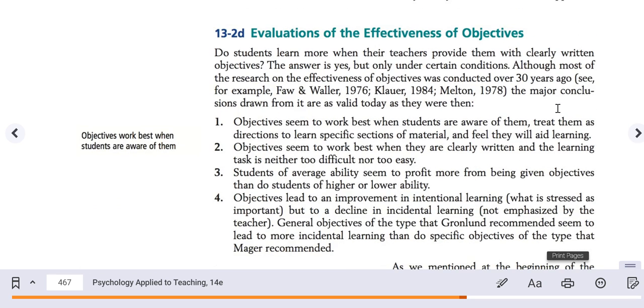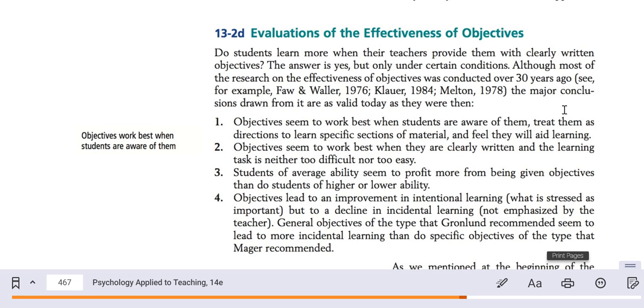Evaluations of the effectiveness of objectives. Do students learn more when their teachers provide them with clearly written objectives? The answer is yes, but only under certain conditions. Although most of the research on the effectiveness of objectives was conducted over 30 years ago, the major conclusions drawn from it are as valid today as they were then.